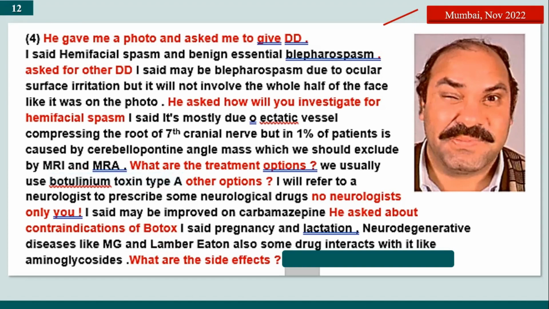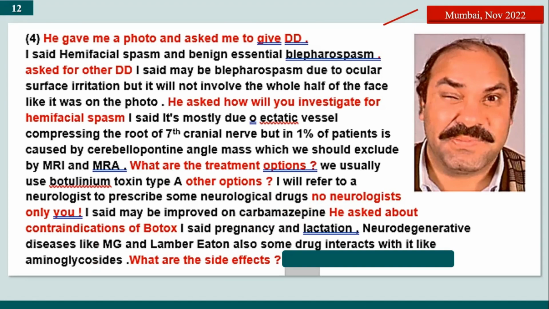Other options, I will refer to a neurologist to prescribe some neurological drugs. No neurologist, only you. Remember one of the classes I said before, the last class in ptosis, I said usually examiners are not happy when you say "I'll refer." You have to say "I'll refer" and mention the line of treatment. So here the candidate mentioned referral, but she didn't mention the name of the drug. That's why he said, imagine there is no neurologist in your area, for example.